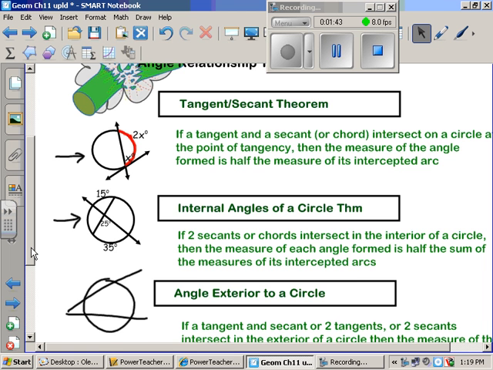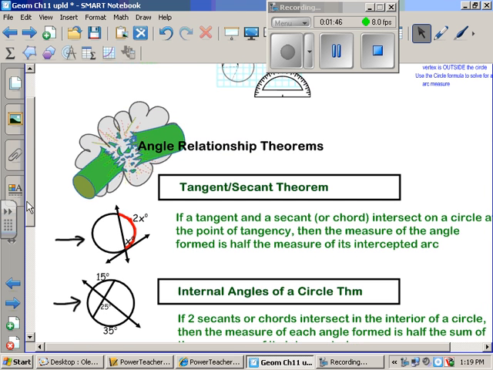All right. So first of all, to get an angle on the circle, it has to be a tangent and a secant or chord, because the only way to get the angle on the circle, without it being an inscribed angle of course, is for one of the lines to be tangent. So the measure of this angle, x, is half the measure of its intercepted arc.